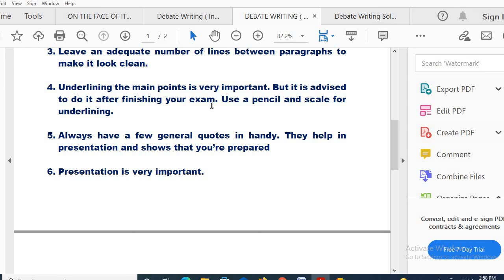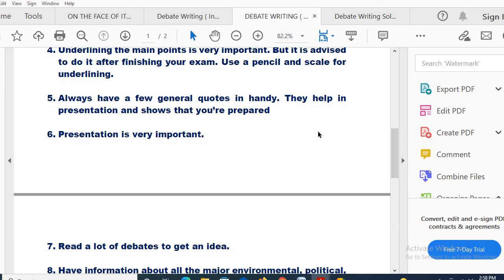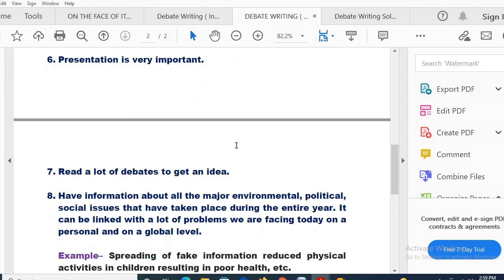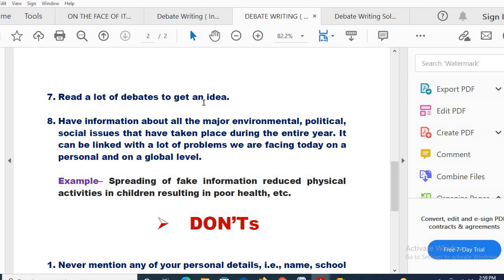Now use a pencil and scale for underlining, not only in case of debate, but in case of other topics also. While you are writing an exam, the main points or the important points should be underlined. It creates a good impression, and as I told you, keep some quotes. Quotations are very important, but tactfully use those quotes. Presentation is very important. Read a lot of debates to get an idea.